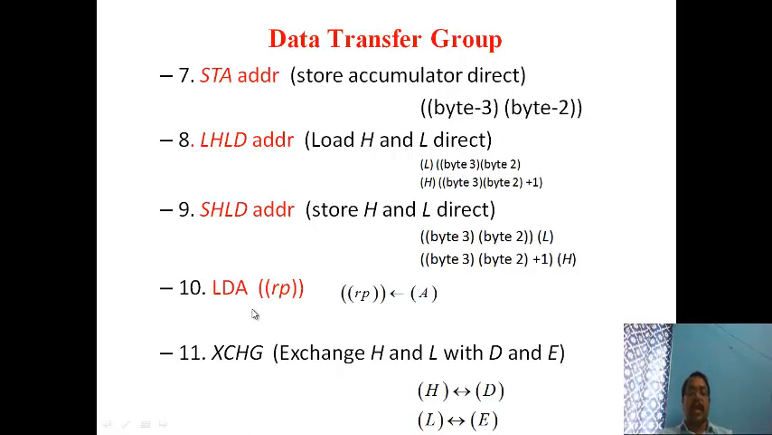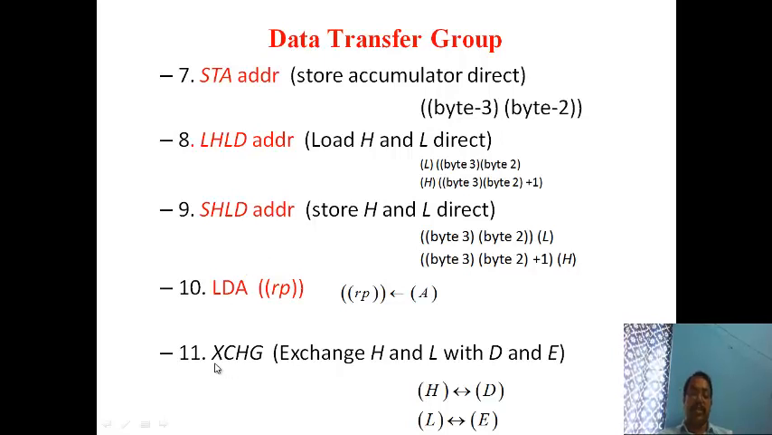Then LDAX RP. Then the register pair which you have told is taken as the address, that is, the content of the register pair is taken as the address. Go to that address, it will have an 8-bit value that is being moved to the accumulator.